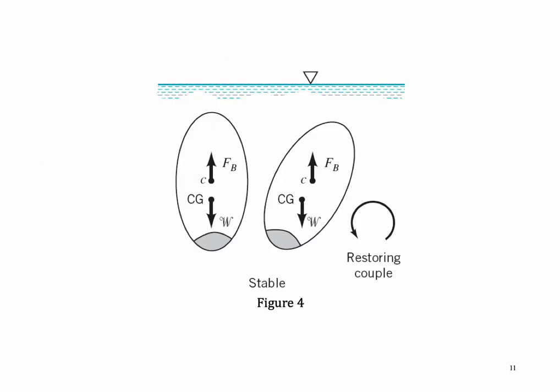So this is the example of the stable body. If the center of gravity is below the center of buoyancy here, it will create a restoring couple. Restoring couple means it's capable of restoring itself to the original position.